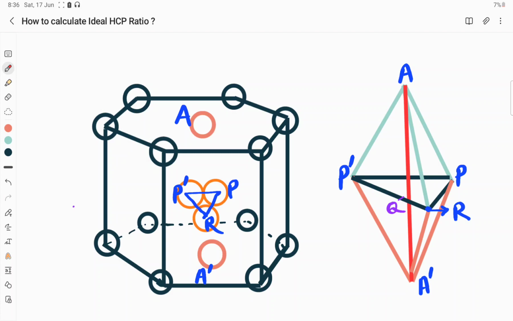Today we are going to discuss how to calculate the ideal HCP ratio. HCP stands for hexagonal close pack. This is the illustration of the HCP unit cell.